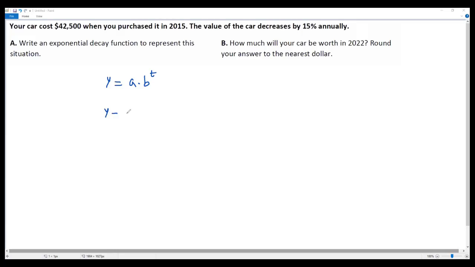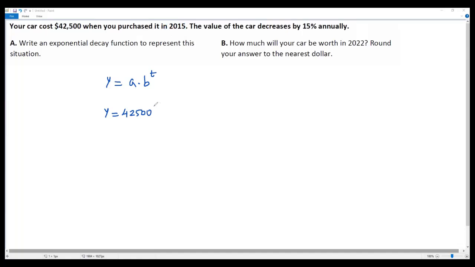Here a is the initial value. The initial value is the cost of the car when we purchased it. So 42,500 is the initial value that we have to write for a. And also one more thing we have to understand. This is the value of the car in the year 2015. We consider this 42,500 as the initial value. Then the value of t corresponding to the year 2015 is 0.